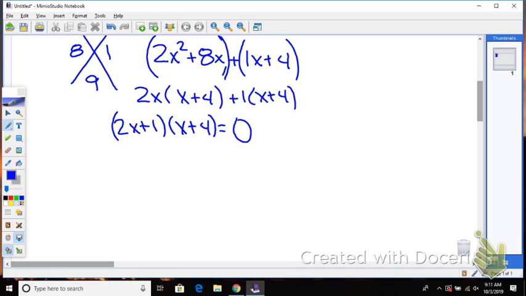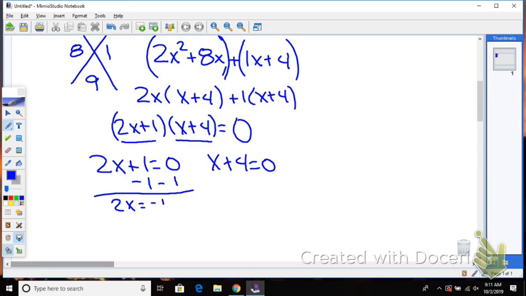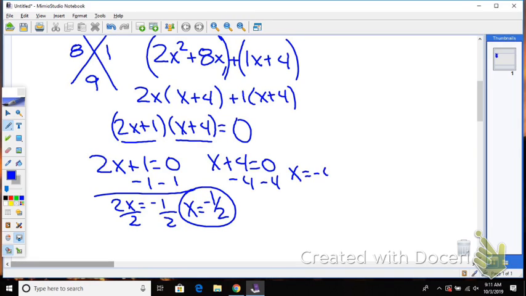Now, a minute ago I asked you, what do you do now to solve for x? We haven't solved yet. These two factors we're going to set equal to 0, and you're going to get two different answers for my x value. So I have 2x plus 1 equals 0, and x plus 4 equals 0. Here I subtract 1 over, so I have 2x equals negative 1. Divide by 2, divide by 2, x is equal to negative 1/2. And here I subtract my 4, so x is equal to negative 4. And that's solving for x when you can factor.